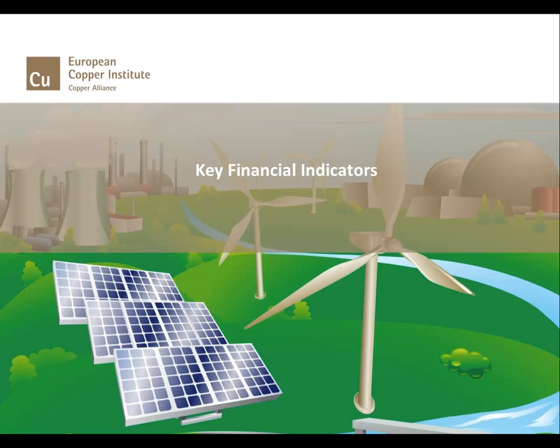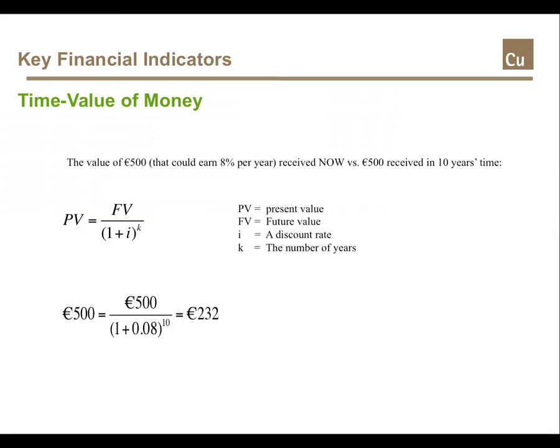A life cycle costing analysis is made to facilitate a decision. Which alternative is the best choice from a long-term perspective? To help you make this type of judgment, this module introduces three key financial indicators: net present value, NPV, discounted payback time, DPBT, and internal rate of return, IRR.